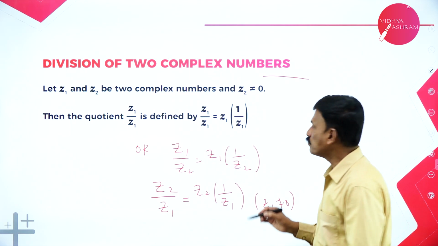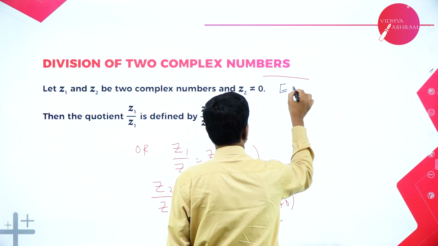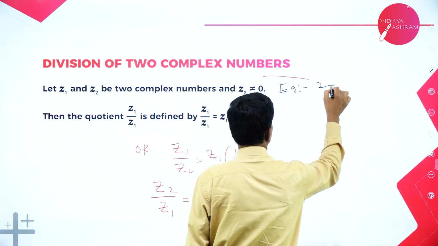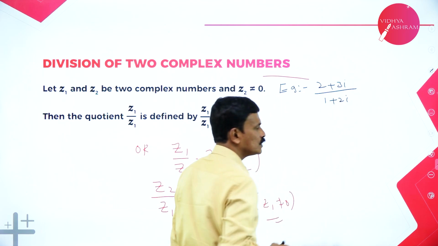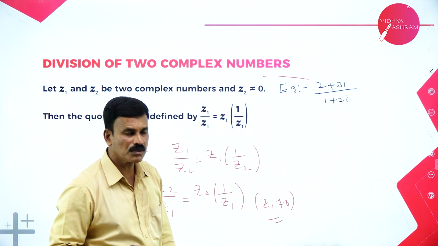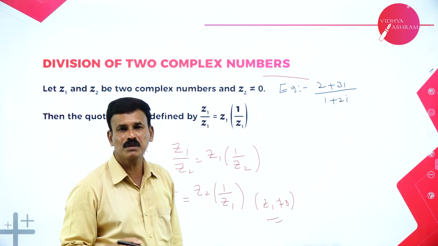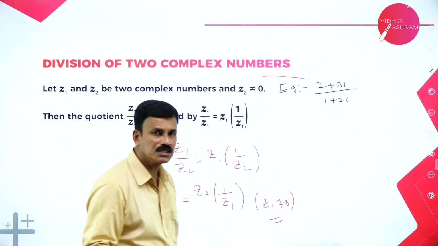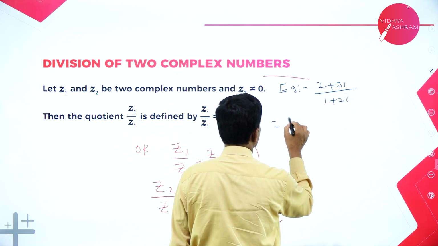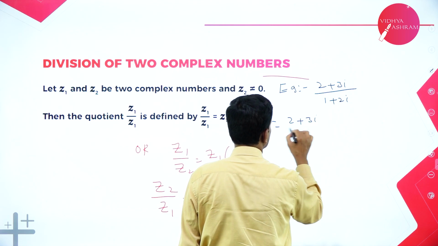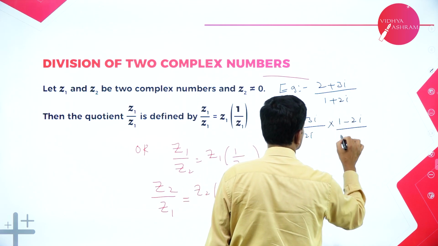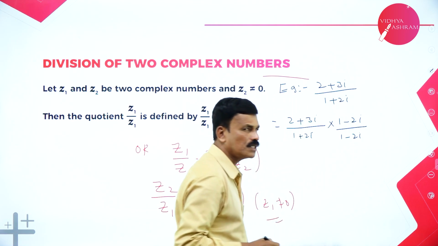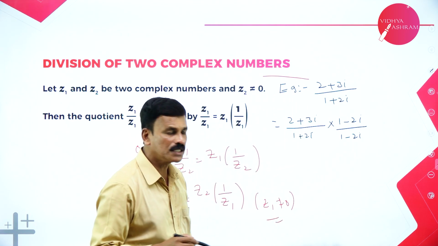Let us take an example. 2 plus 3i divided by 1 plus 2i. Suppose you want to divide a complex number, this can be done by the method of rationalizing the denominator. So this complex number, 2 plus 3i divided by 1 plus 2i, multiply and divide by 1 minus 2i. That is rationalizing the denominator.